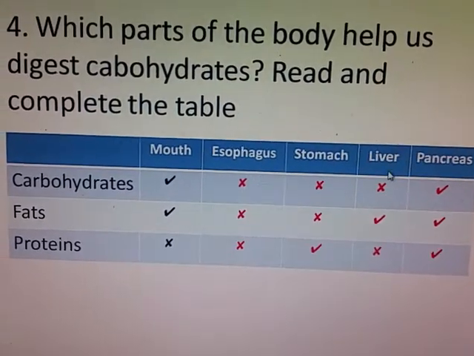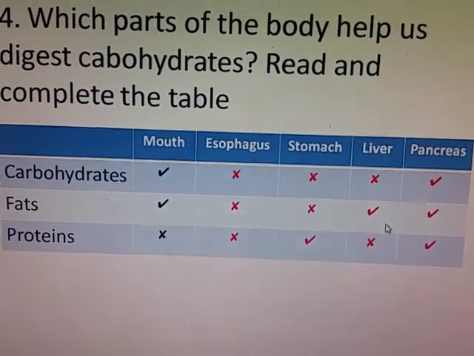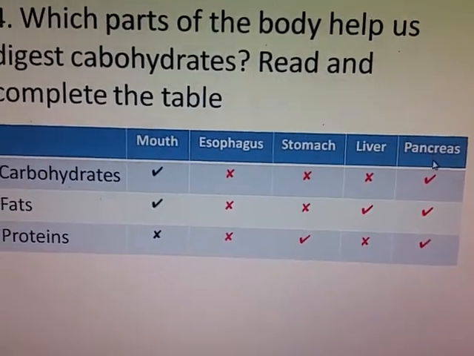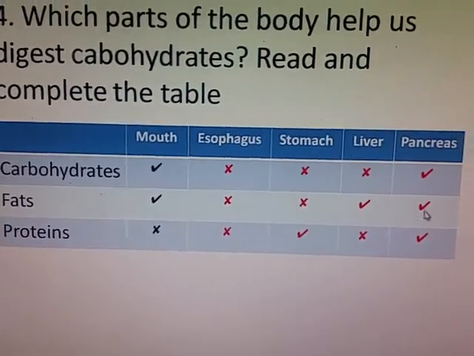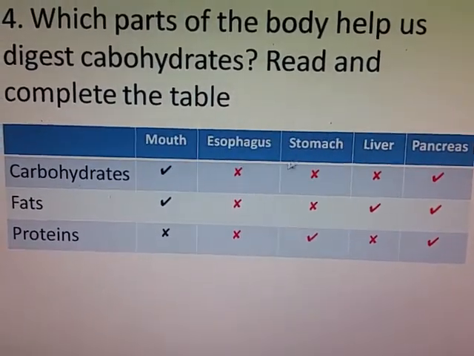Liver, hígado. Well, here the fats are absorbed, most of them. And what does the pancreas do? It works with the three of them, with carbohydrates, fats, and proteins. So these are the answers we are expecting in this chart. So it should look like this.